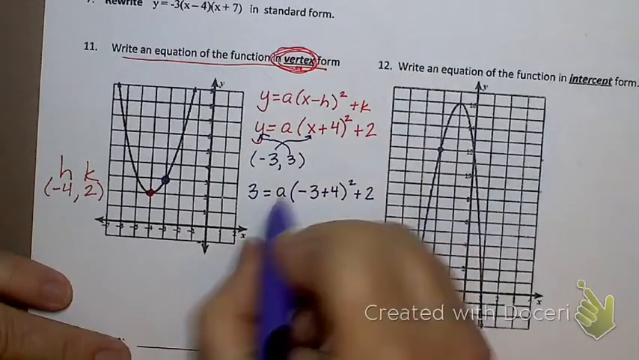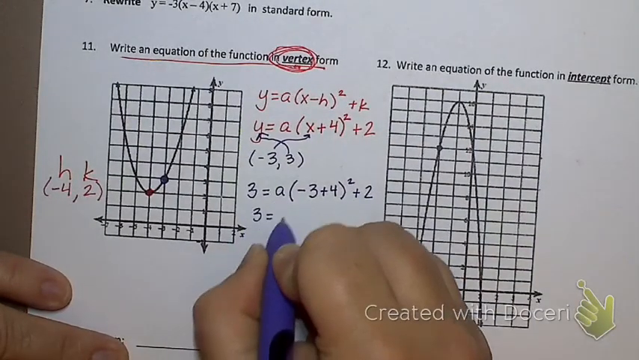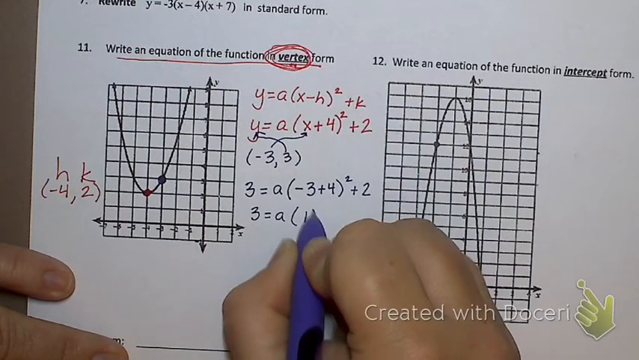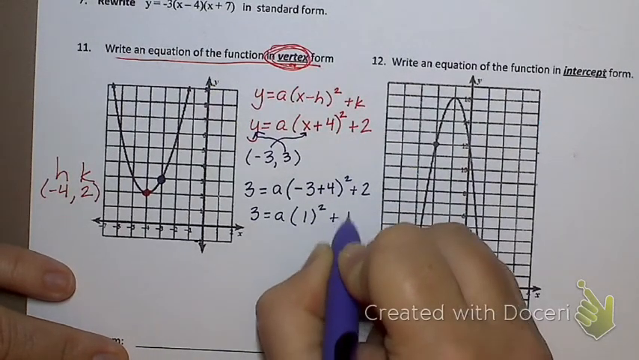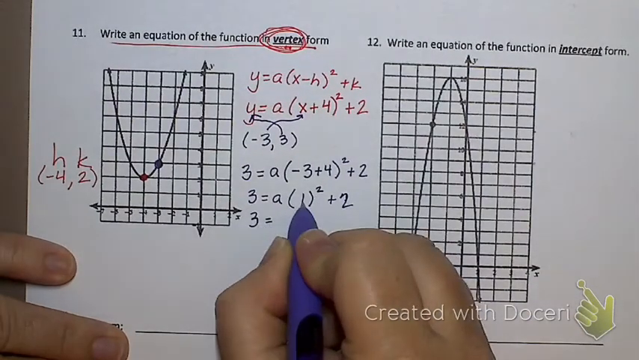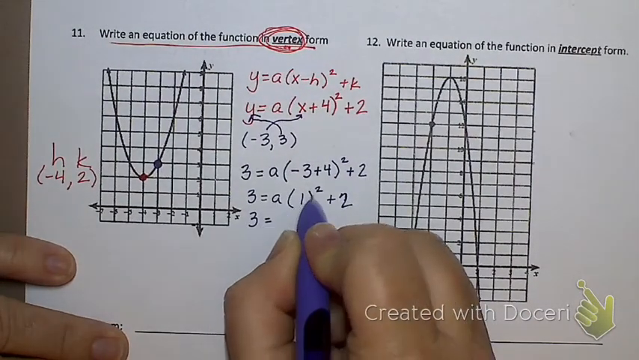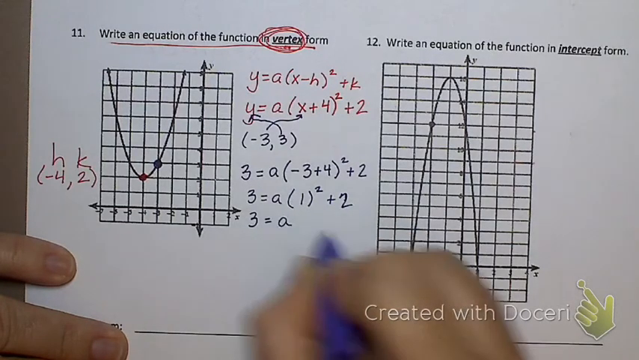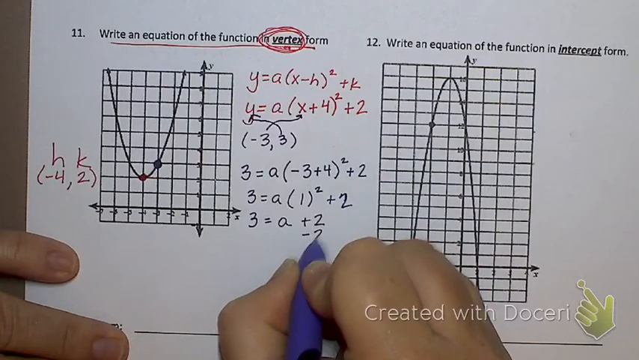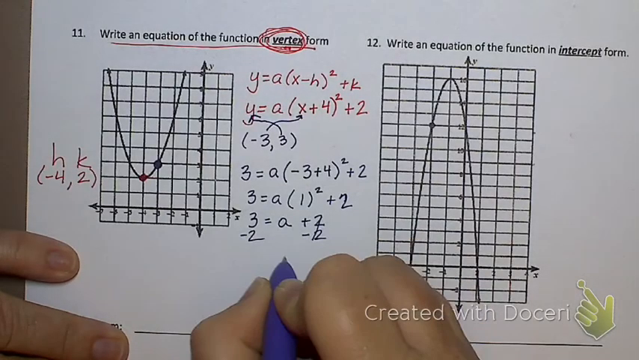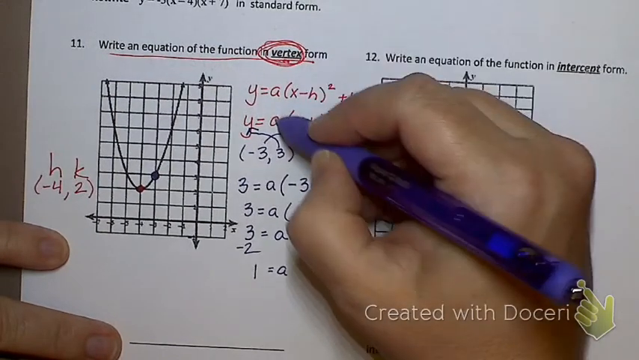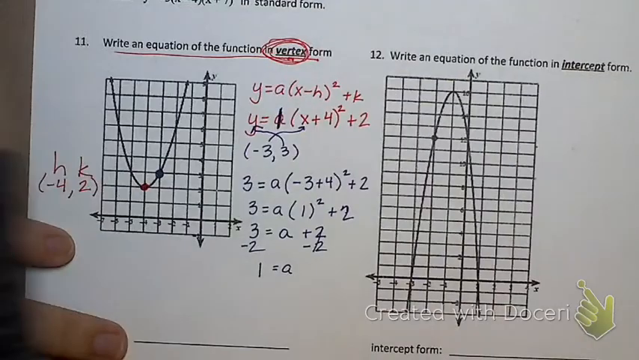Let's do some solving here. 3 equals a times, what's negative 3 plus 4? 1. What is 1 squared? 1. So what's a times 1 squared? Just a. So now I'm going to subtract 2 from both sides, and a equals 1. If I come back here and replace a with 1, I have my final answer.